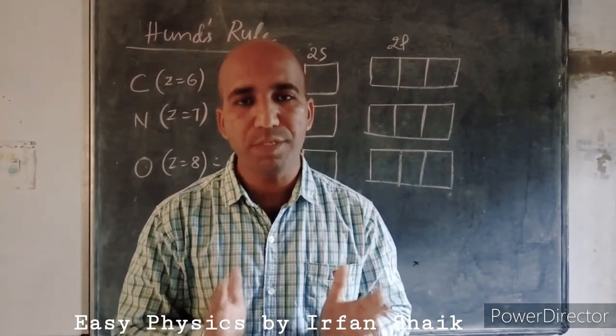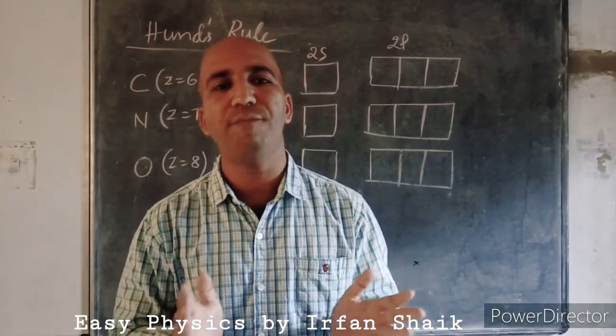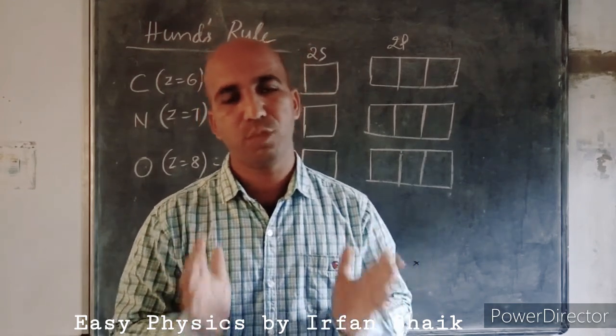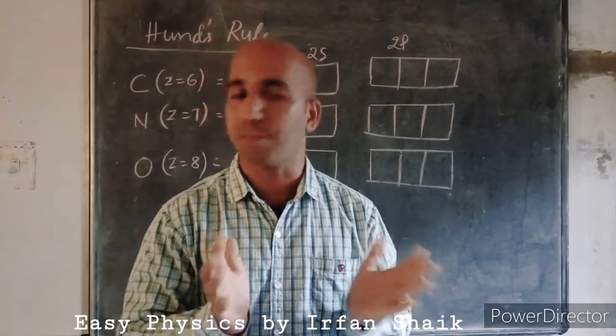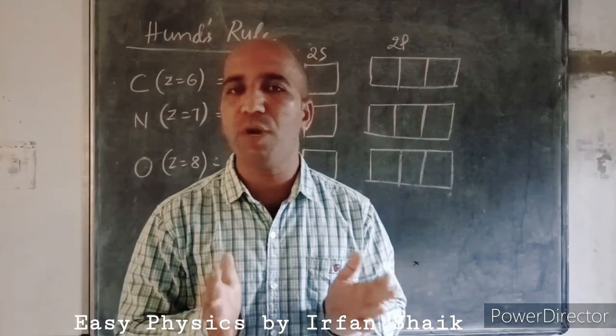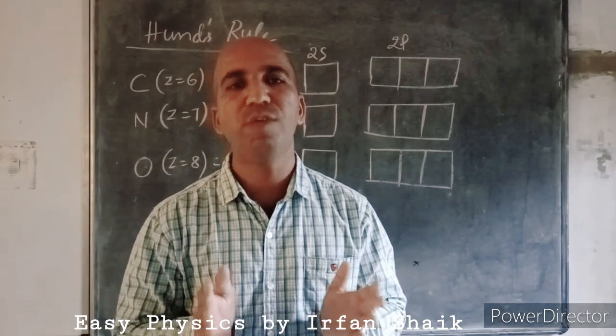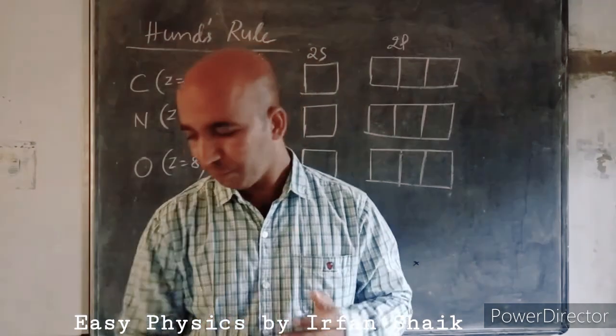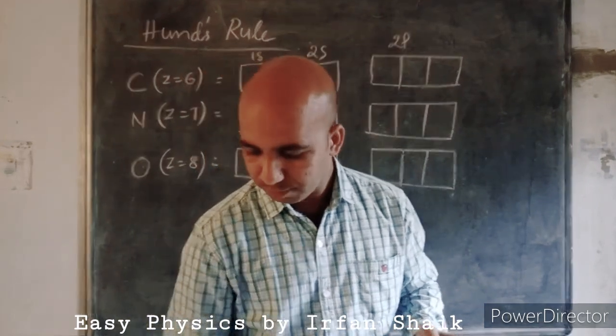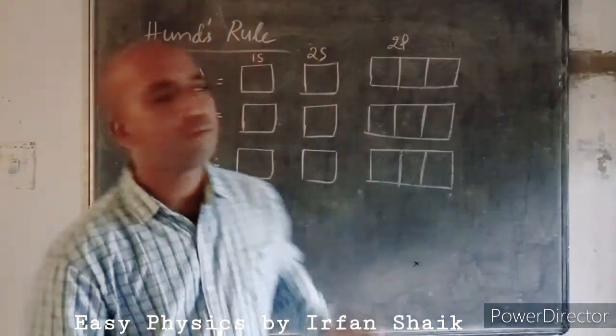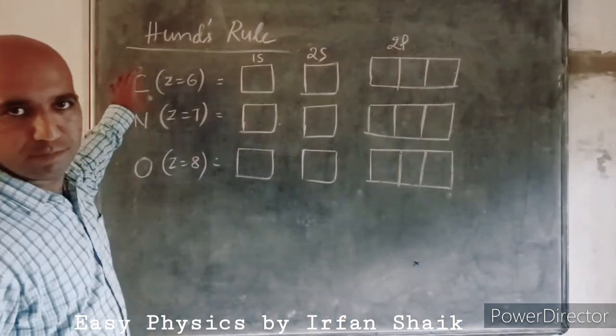Degenerate orbital means orbitals having the same energy. So these are called degenerate orbitals. Let us try to understand this Hund's rule with an example. First, we take the carbon atom.